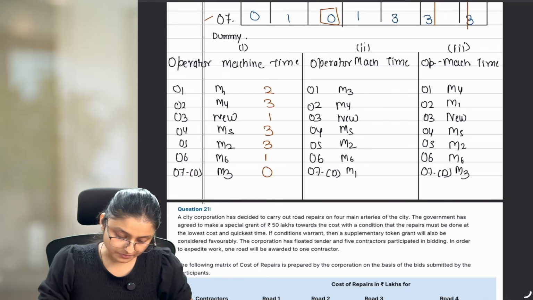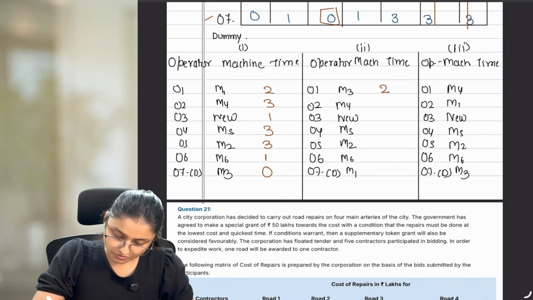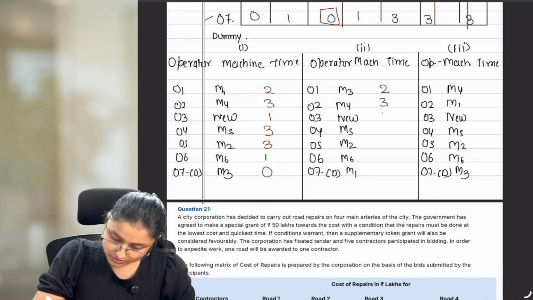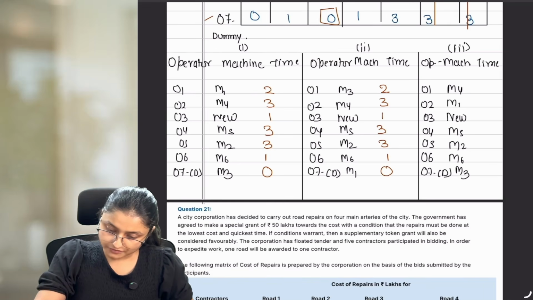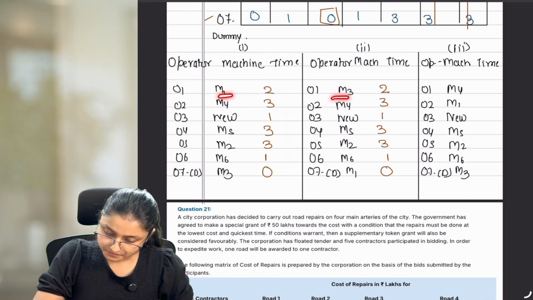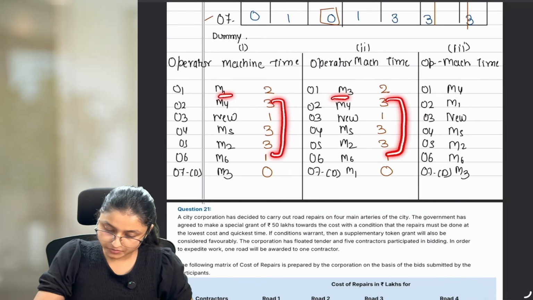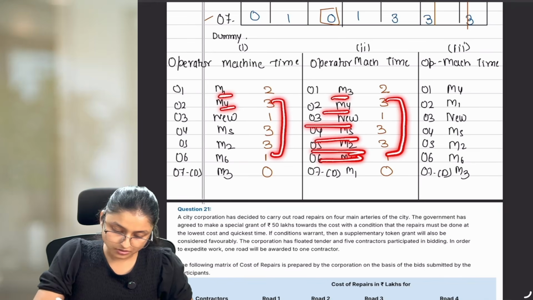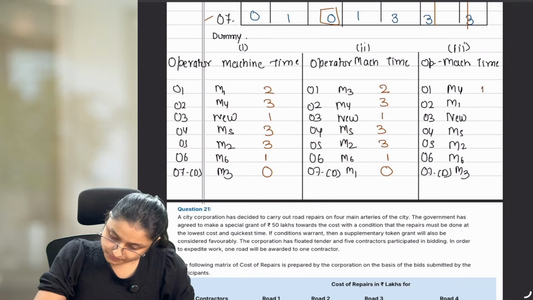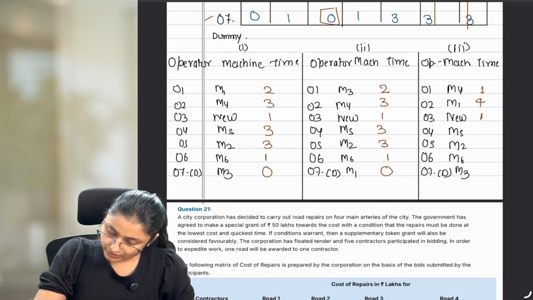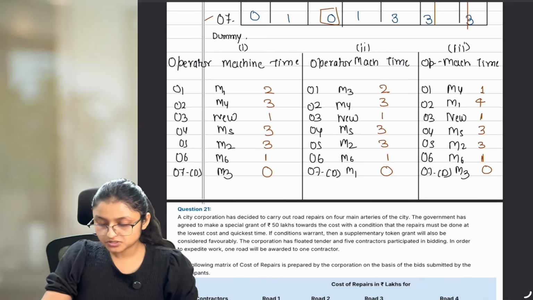Now 1 M3 is 2. 2 M4 is 3. 3 new is 1. 4 M5 is 3. 5 M2 is 3. And 6 M6 is 1. And this is 0. I have taken all the values directly from here because the same allocations are done here. Okay? Next. 1 M4 is 1. 2 M1 is 4. 3 new is 1. 4 M5 is 3. 5 M2 is 3. Then 6 M6 is 1. And last, it will be 0 always.